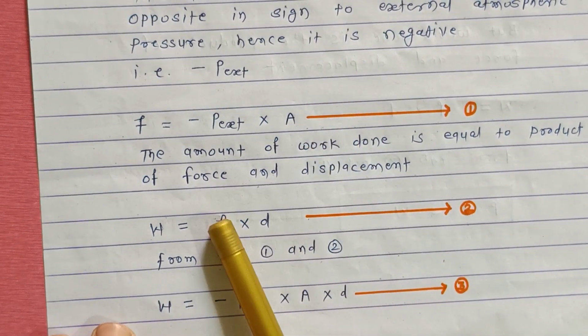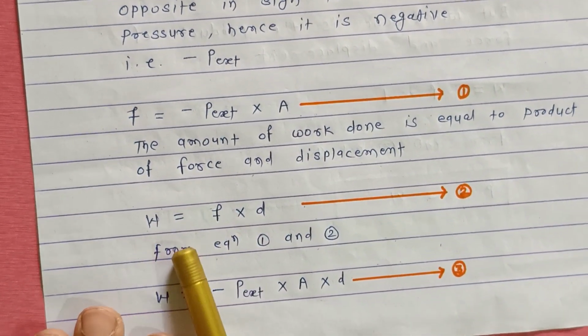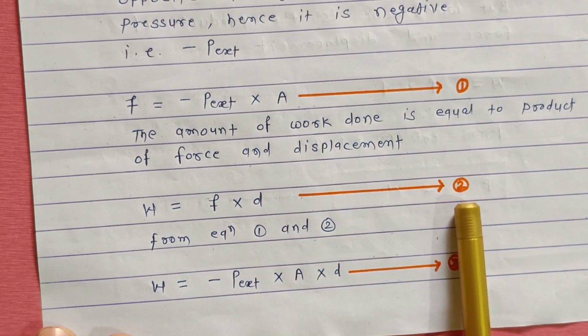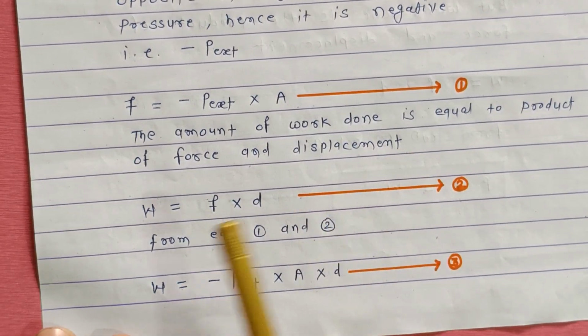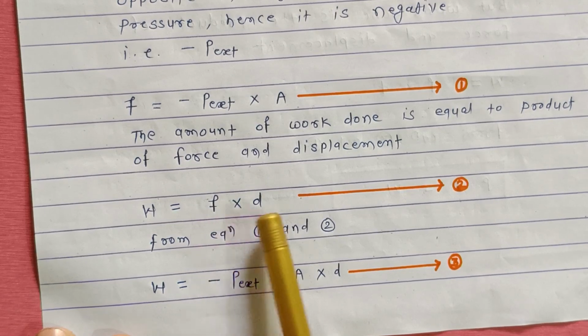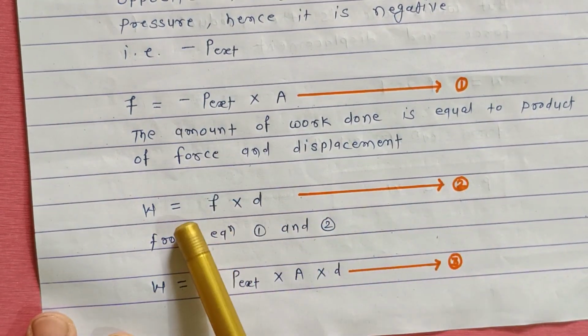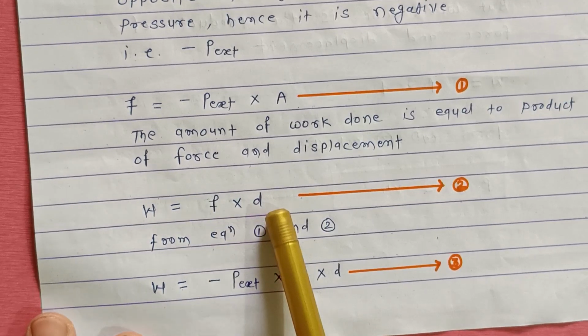But what is the formula for the work done? Work done is equal to force into displacement. This is our equation number 2. When you are observing, the value of W is equal to F into D. So from equation 1 and 2, equation number 2 becomes W is equal to F into D.